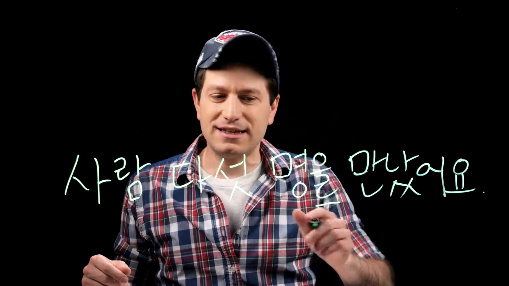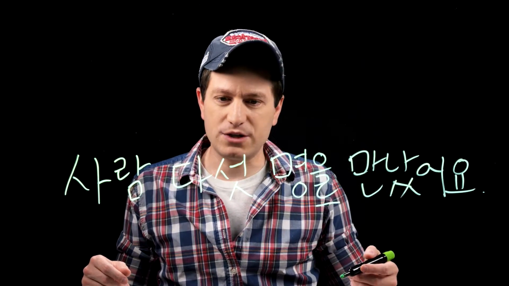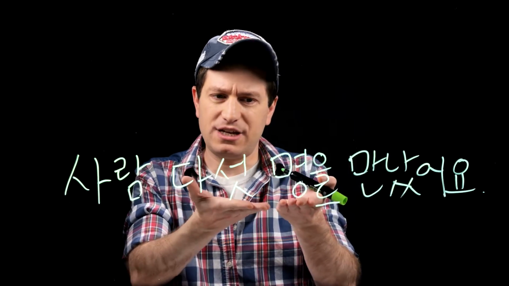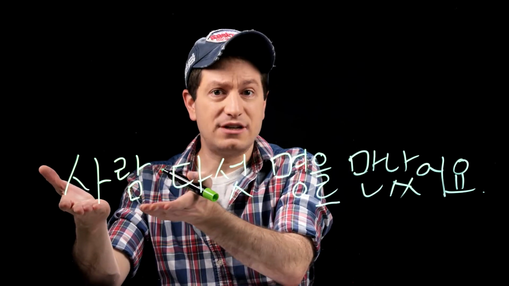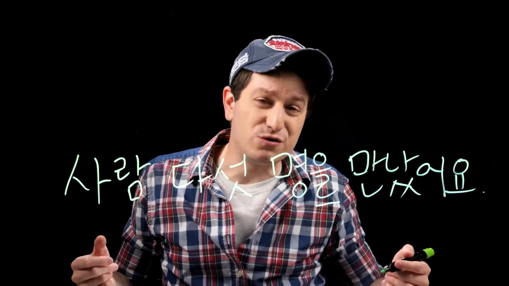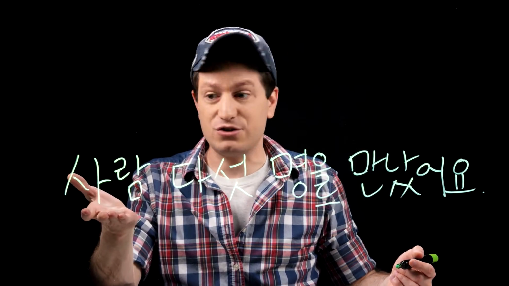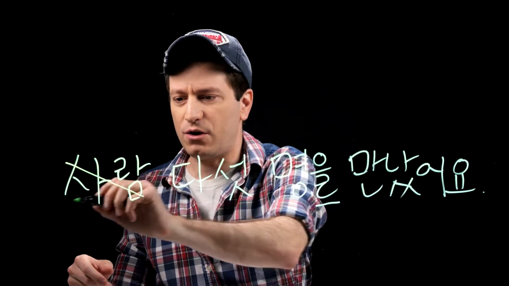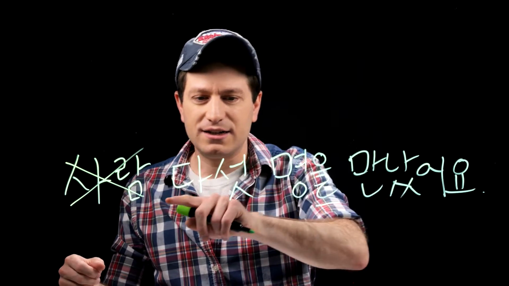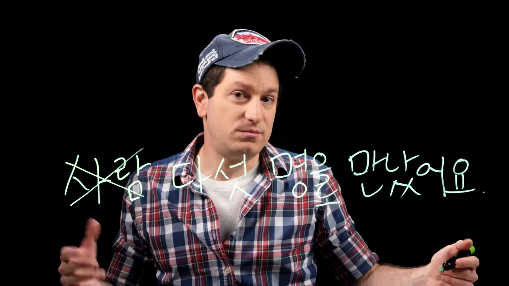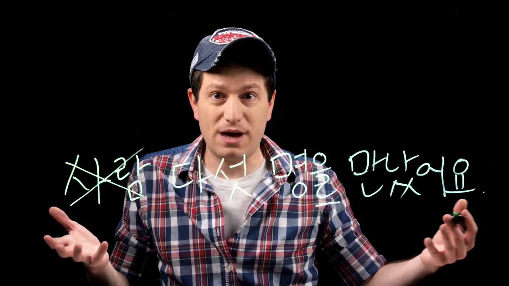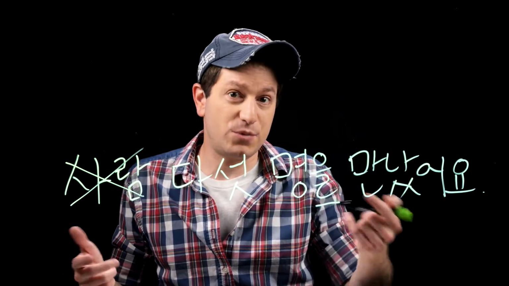The reason is the counter 명 is for people. So when you say 5명, you're counting people. And here we have 사람, but because 명 is already used for people, it sounds a bit unnecessary to add 사람 here. So you actually don't need this word at all. You can just say 5명을 만났어요, and it'll be perfectly clear that you met people since this is the person counter.